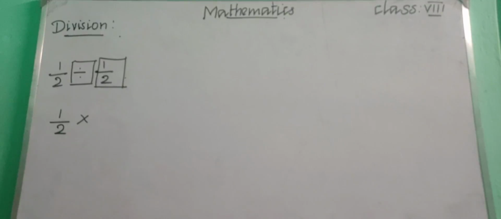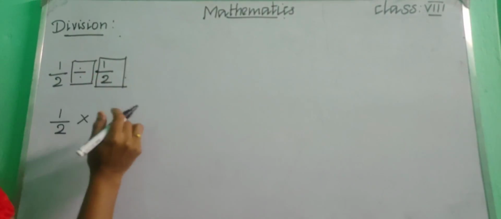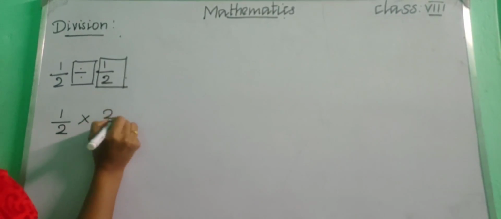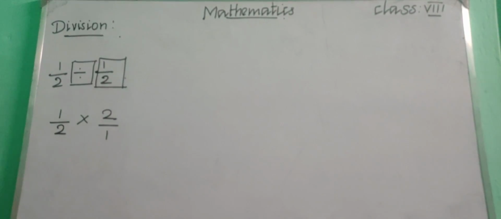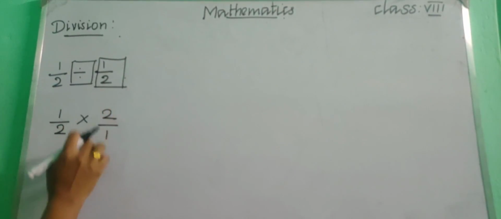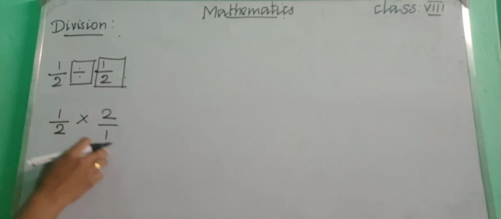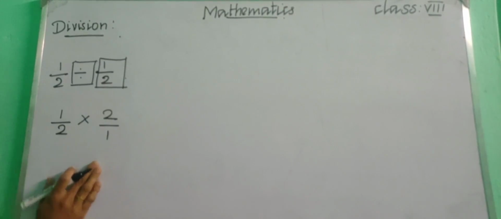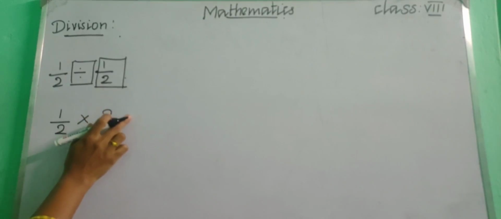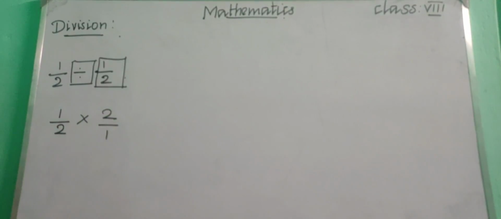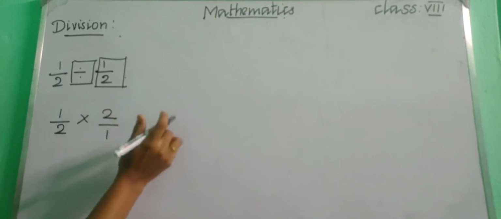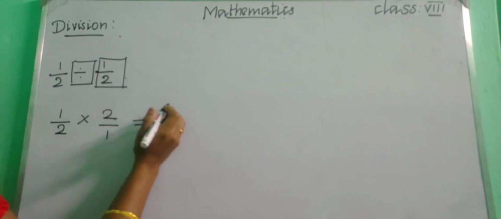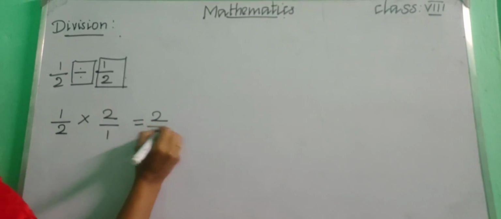So what is the reciprocal of 1 upon 2? The reciprocal of 1 upon 2 is 2 upon 1. Okay children, so the multiplicative inverse of 1 upon 2 is 2 upon 1. Now it is just like multiplication, right? So that we can do very easily. Multiplication means what we need to do? We need to multiply the corresponding numerators and the corresponding denominators. Okay. So first of all, can we multiply? So 1 into 2, 2, and 2 into 1, 2.